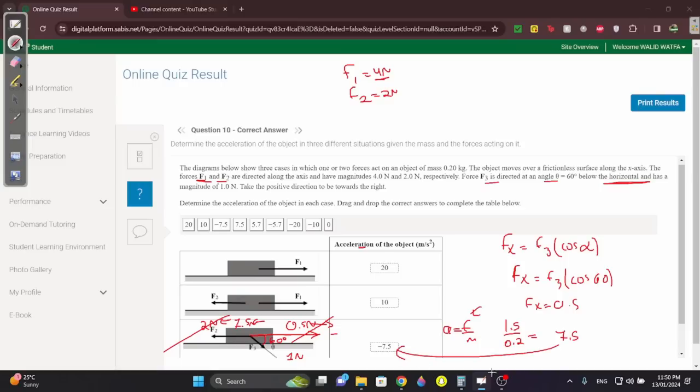But why is the answer negative? Okay, our net force was to the left, and here they say take the positive direction to be the right. If the positive is right, that means the left is negative. Since we ended up going to the left, our answer should be negative 7.5. Okay.